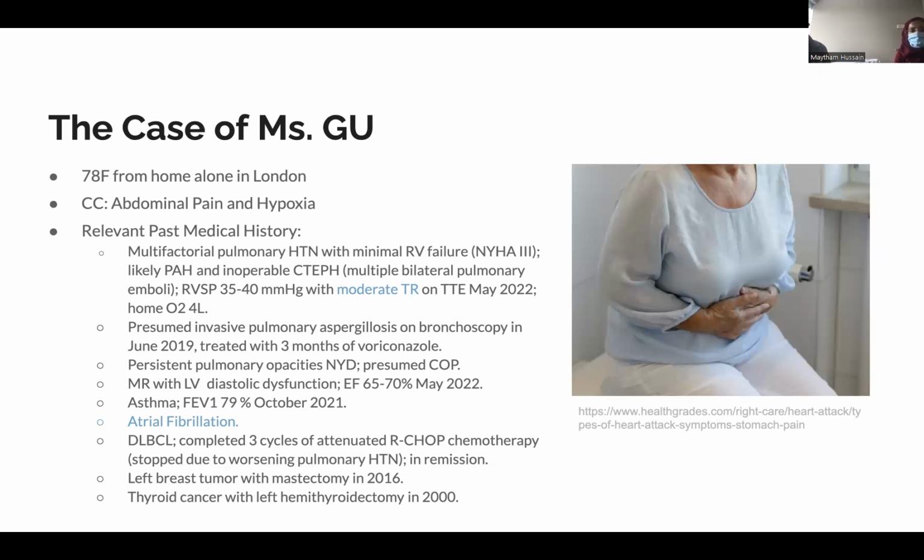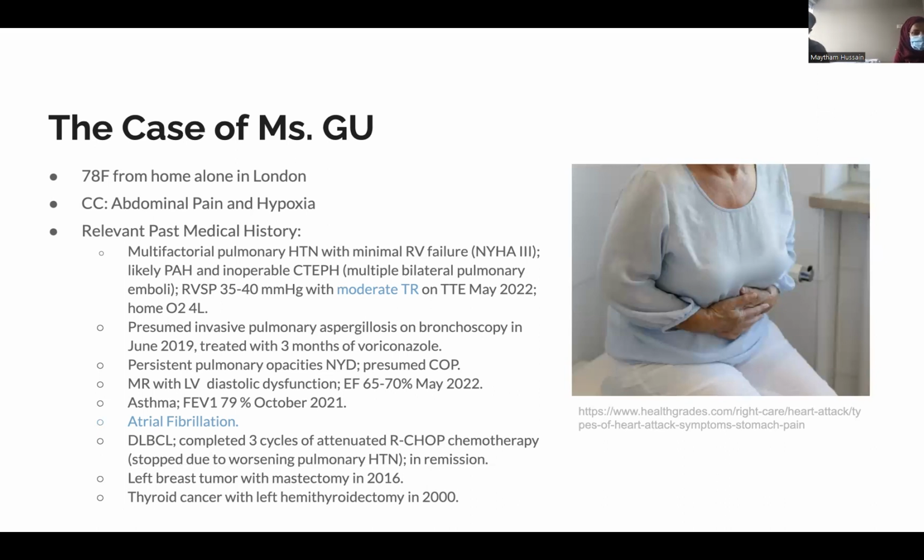She has been noted to have multiple bilateral pulmonary emboli on previous imaging. With her most recent echo on file, she was noted to have an RVSP of 35 to 40 millimeters of mercury and moderate TR. She is on 4 liters of home O2, and she is on Bosentan for her pulmonary hypertension, as well as Lasix. She was previously on 80 milligrams once daily, but several weeks prior to her presentation to hospital, this was reduced to 40 milligrams once daily.